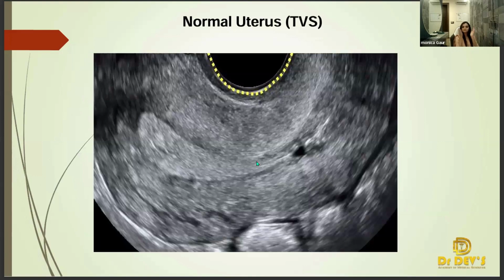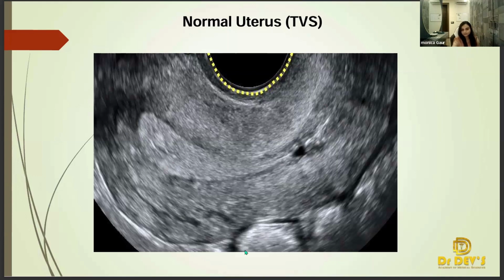Normal view of TVS. This is the view that we want to see in transvaginal scanning. When I say transvaginal scanning, everything goes vice versa. If we see the full length of the endometrium, that means we are in which view, longitudinal or transverse? Answer it for yourself. This is nothing but the longitudinal view.